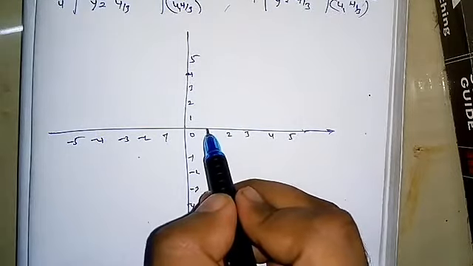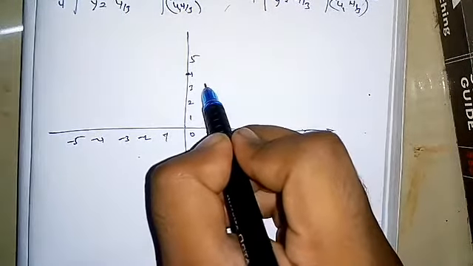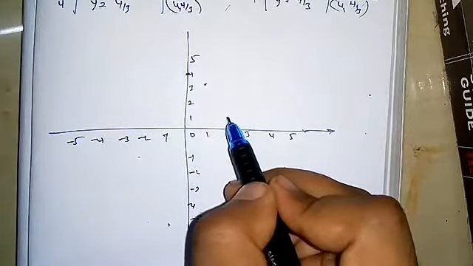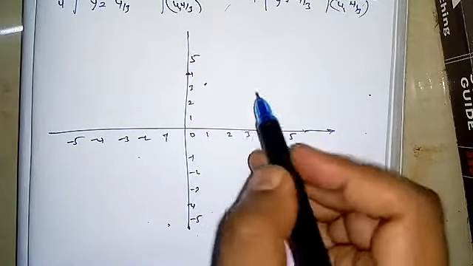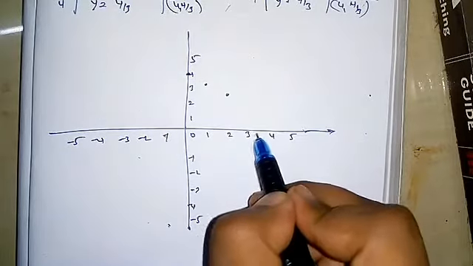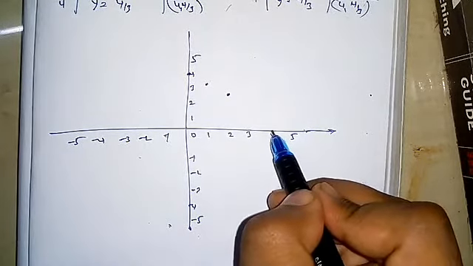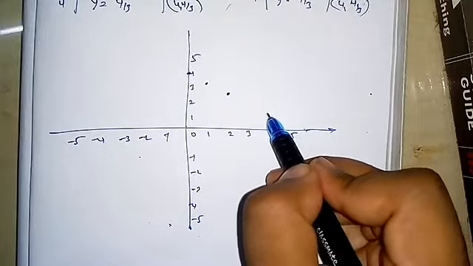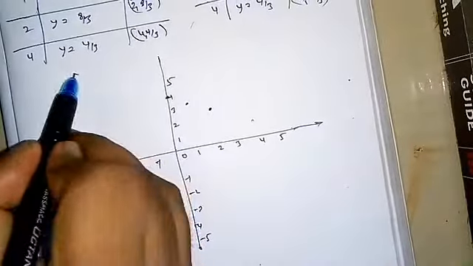10 by 3 is 3.33, so somewhere here. Next 2 comma 8 by 3. 8 by 3 is 2.67, so somewhere here. 4 comma 4 by 3. 4 by 3 is 1.33, so here. If you join these points, you get a straight line like this.